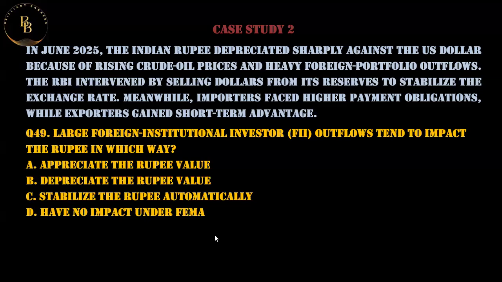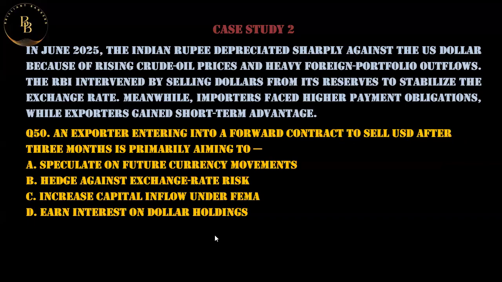Question number 49. Large foreign institutional investor, that is FII, outflows tend to impact the rupee in which way? Does it appreciate the rupee value? Does it depreciate the rupee value? Does it stabilize the rupee automatically, or have no impact under the FEMA? It automatically depreciates the rupee value. FII outflows increase demand for foreign currency and reduce demand for the Indian rupee, which causes depreciation.